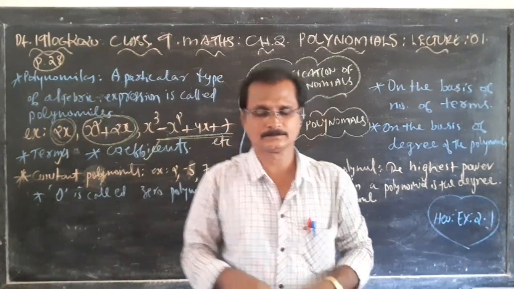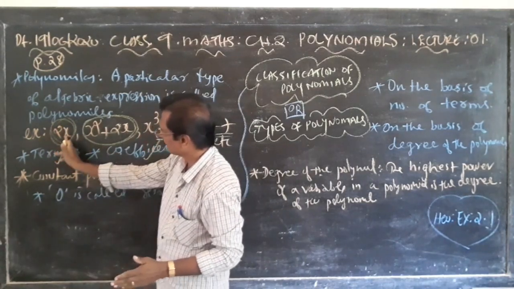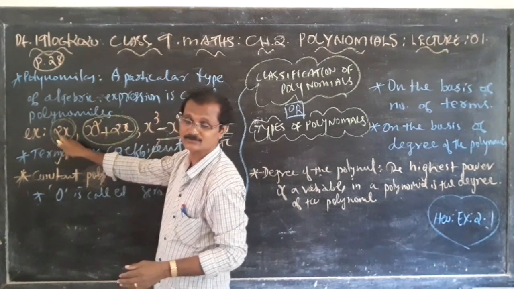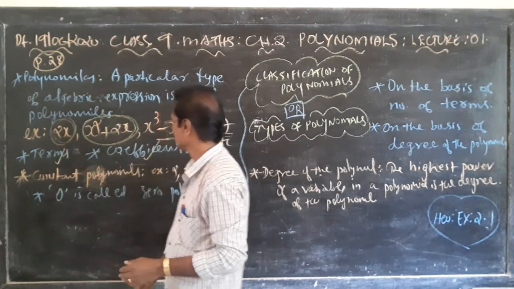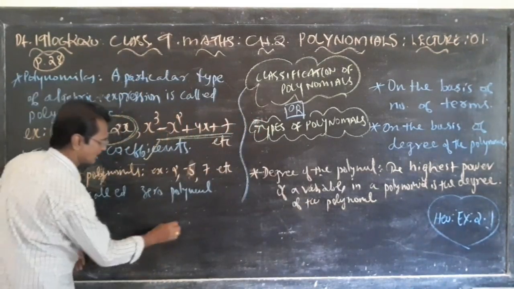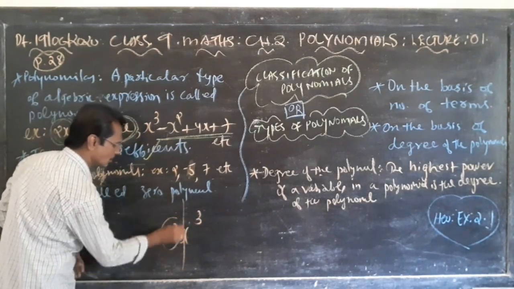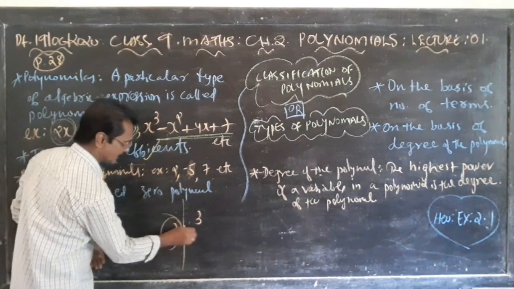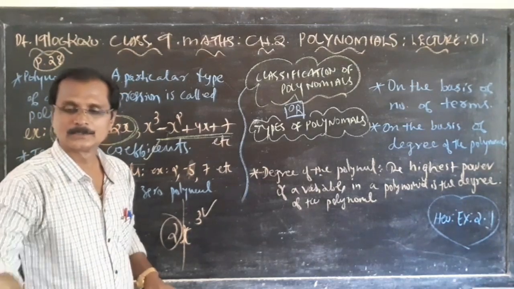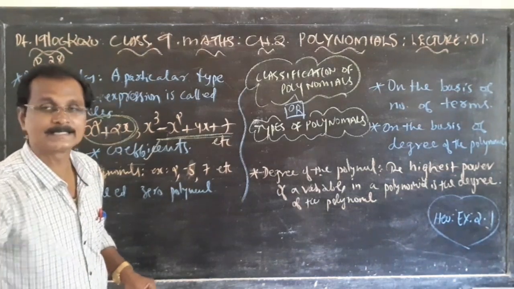Now, coefficient. What is a coefficient? The coefficient is the number on the left side of the variable. In 2x, what is on the left side? 2 is there. That is called the coefficient. Let me show you another example, 2x cube. Now this 2 is called the coefficient, and what is the 3 in x cube? 3 is called the power, or you can say degree.